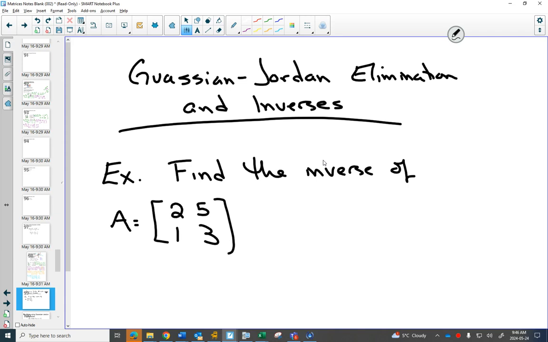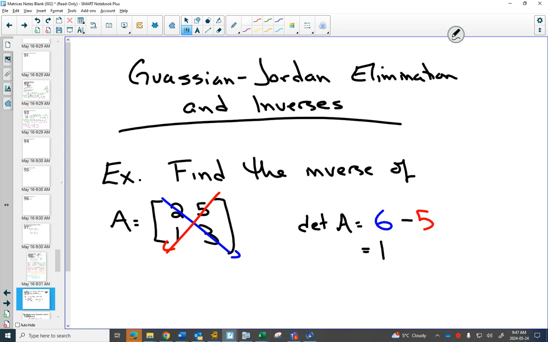We're going to review inverses and then see how we can use Gaussian-Jordan elimination to help us find inverses. So first of all, in this example, if we wanted to find the inverse using our old technique, I would say I should find the determinant of A, which would be this diagonal 6 minus this diagonal 5. My determinant of A is equal to 1.